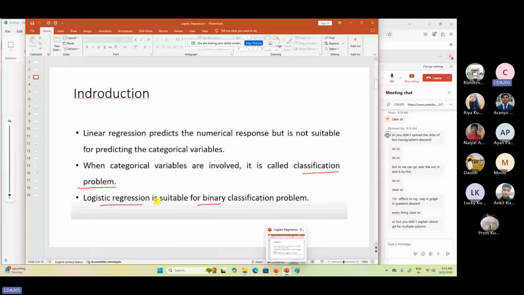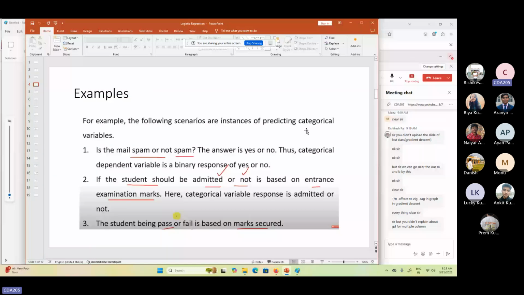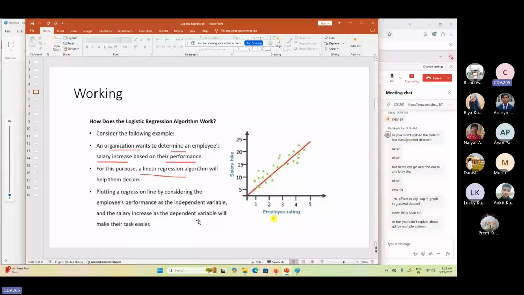So we can say that logistic regression is suitable for binary classification as well as multi-class classification. For example, we can see scenarios where categorical variables are used, like whether an email is spam or not. The answer is yes or no, so the categorical dependent variable is a binary response. Whether a student should be admitted or not based on entrance exam marks, or whether a student passes or fails. So how does the logistic regression algorithm work?